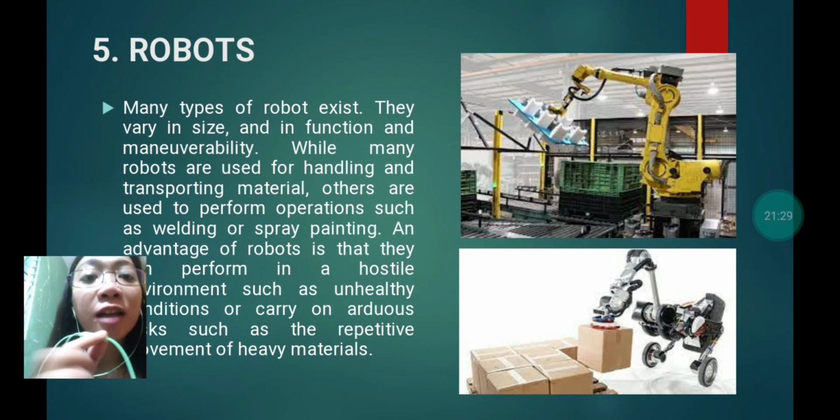Kaya nga, nakakatakot yung time na dumating yung hindi na tayo kailangan ng tao. Hindi na kailangan ng tao kasi may robot na kayang gawin ng lahat ng bagay. So, yun. Sana, hindi yun dumating.